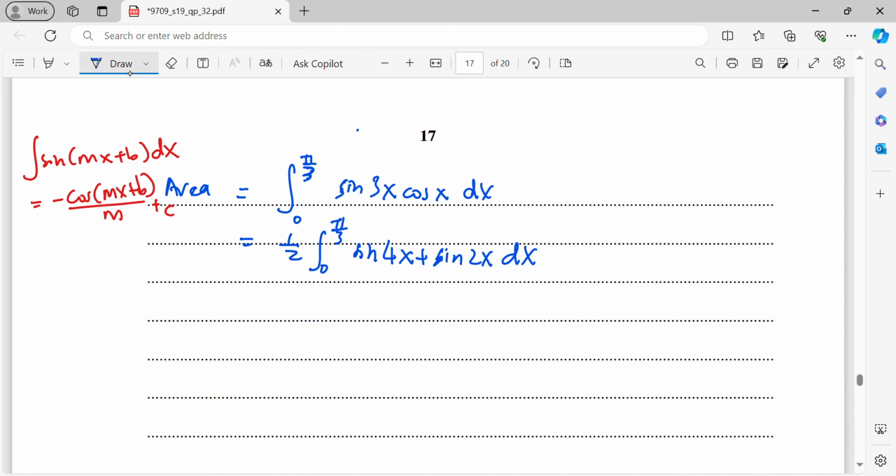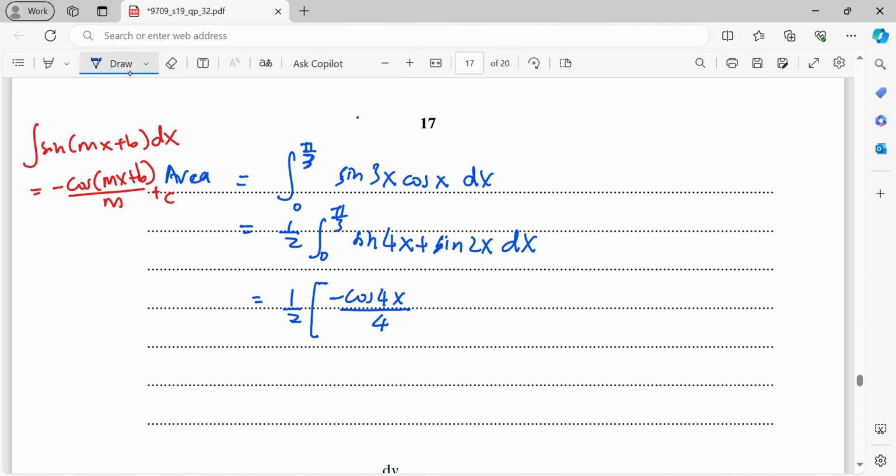So now from here, I will be getting half. Integrate sine is minus cos. Copy 4x over 4 because differential of 4x is 4. Plus, or not plus, because you integrate sine is minus cos, so minus cos 2x over 2. Limits 0 to pi over 3. Now just replace the x by pi over 3 first. I will get half of negative 1 over 4, take out the 4, cos 4 times pi over 3, that is 4 over 3 pi. Then minus the 2, take it out, it will be half cos 2 over 3 pi.